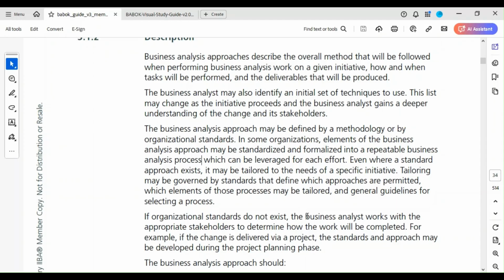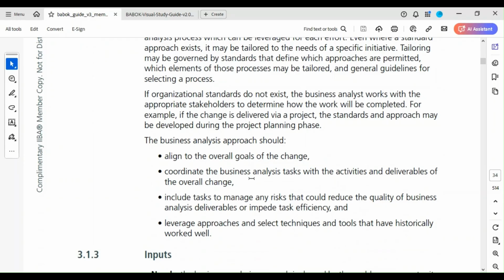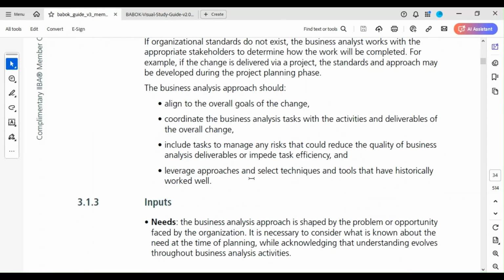Okay, for example, if we want to take the agile method, the cap is this amount. If we want to take waterfall, the cap when it comes to budget spending should be this amount. So you'll be like, okay, this is the procedure. Now, if organizational standards do not exist, the business analyst works with the appropriate stakeholders to determine how the work will be completed. For example, if the change is delivered via a project, the standard and approach may be developed during the project planning phase.